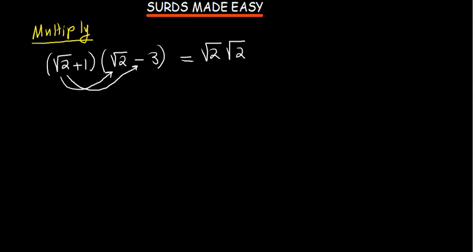Okay, that is going to give us this negative 3, and it is multiplying with what? It is multiplying a square root of 2, if you can see, right? If I'm done with that one and then I go to the 1 times square root of 2, it is going to be square root of 2. And then 1 times negative 3, that is going to be negative 3.